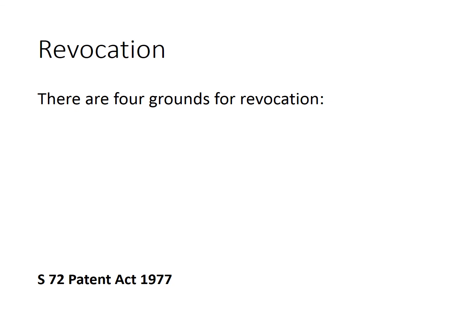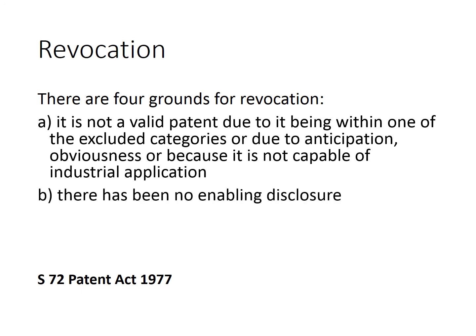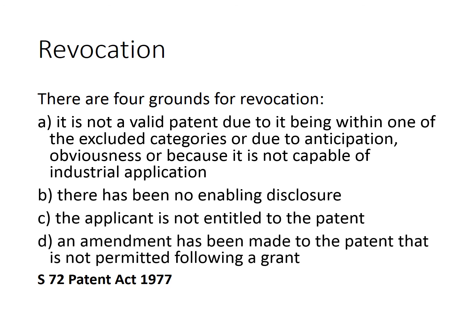Same again. You can have your patent revoked if it is not a valid patent. So once again, they do get it wrong, and just because you think you've got a patent, if it's too similar to one that's already been filed, unfortunately you lose out. You haven't let them know fully what it is. The applicant is not entitled to the patent. An amendment has been made to the patent that is not permitted following a grant. So they haven't said you can get one. Obvious reasons there, I think.